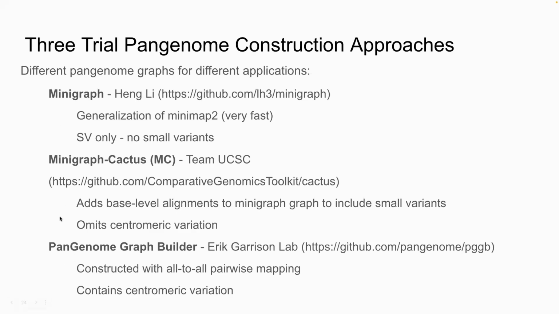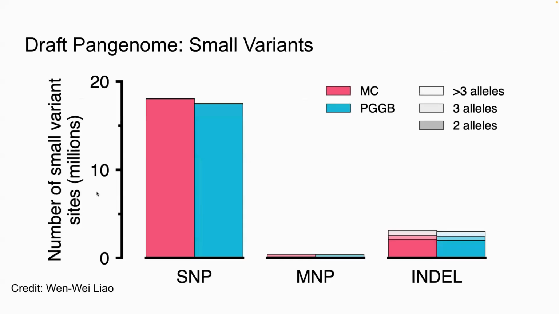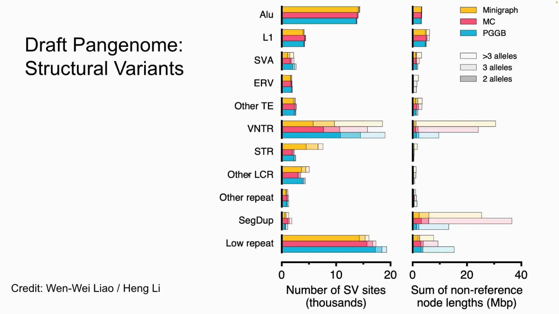My point in showing you this is just to say that the problem of building one of these alignments is still an open problem, and we are converging towards better and better solutions. Very briefly, our pangenome contains, of the order of 20 million small variants broken up into SNPs, MNPs, and indels. In terms of structural variants, yeah, go ahead.